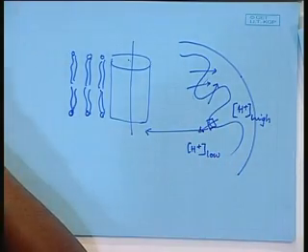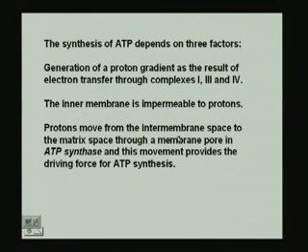So, what happens is the protons move from the intermembrane space to the matrix space, that is from the area between the two membranes to the matrix space, through a membrane pore in ATP synthase, and this movement provides the driving force for ATP synthesis. Okay. So, basically what we have is the mitochondria. In the mitochondria we have a series of complexes which we are going to look at in a moment, and we have the inner membrane impermeable to protons.